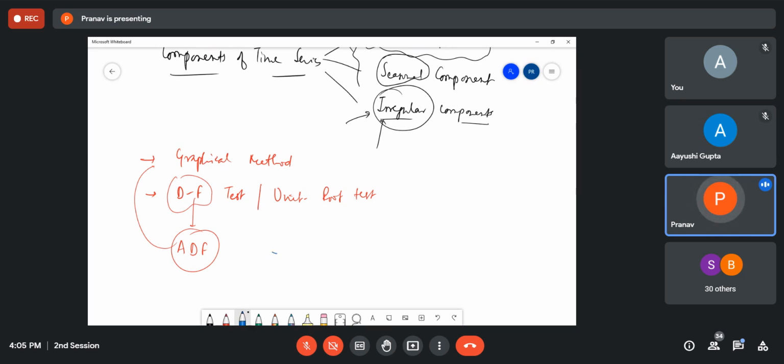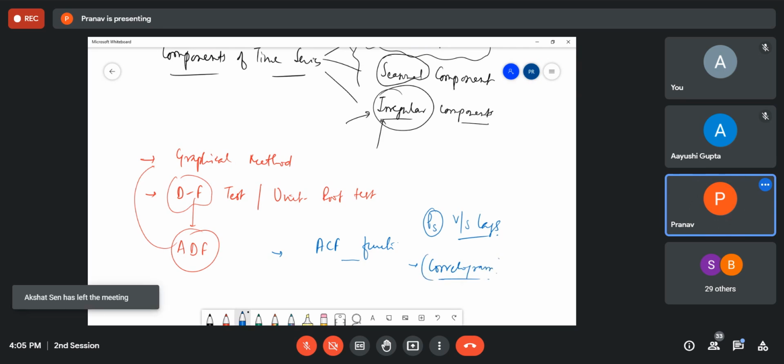The other most commonly used method is plotting the ACF function, that is your autocorrelation function. That is exactly what you plot: the autocorrelation at various lags against the lags. And the graph that we get in this is called a correlogram, which we'll discuss when we talk about how to go about the ACF and PACF functions. So basically these are the three well-defined methods of detecting the presence of stationarity.